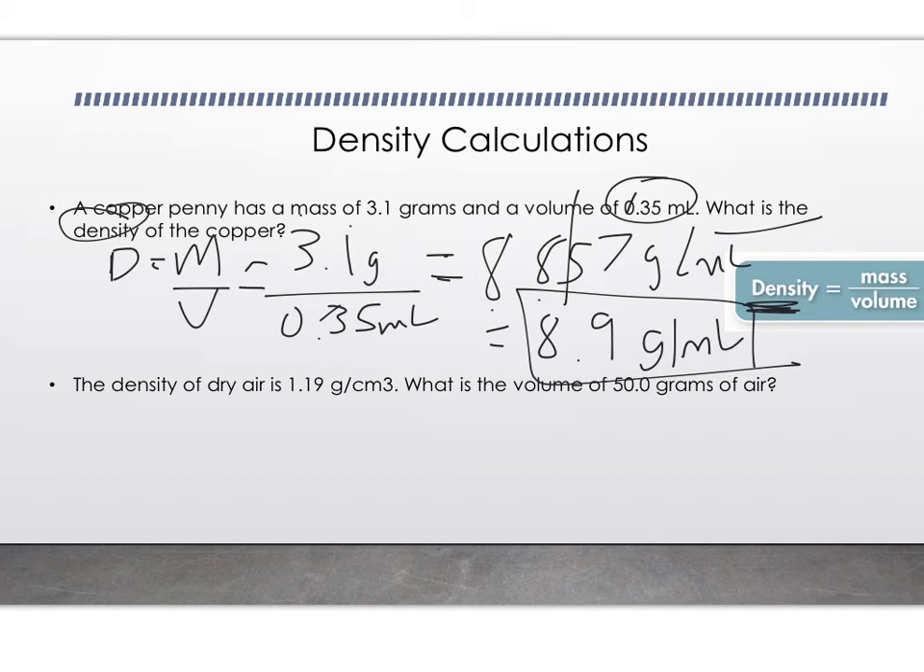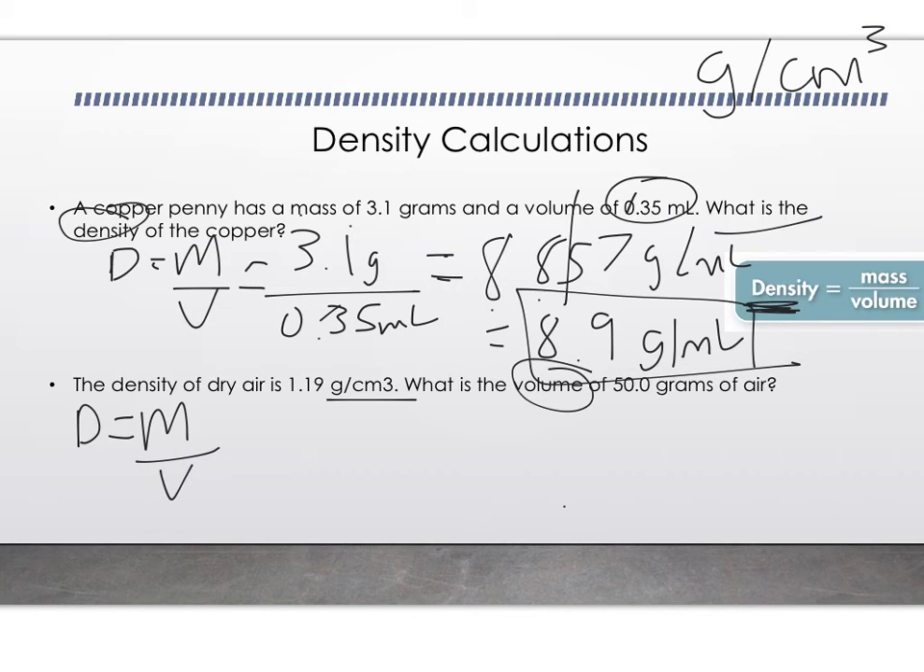The second problem, you might have to rearrange the formula. The density of dry air is 1.19 grams per centimeters cubed. What is the volume? This time I'm looking for the volume of 50 grams of air. So when I said we're probably going to rearrange, you always start out with density equals mass over volume. I never want to calculate a variable on the bottom side, or the denominator, of a fraction. So I'm going to multiply both sides by the volume to cancel out the volume on the right side.